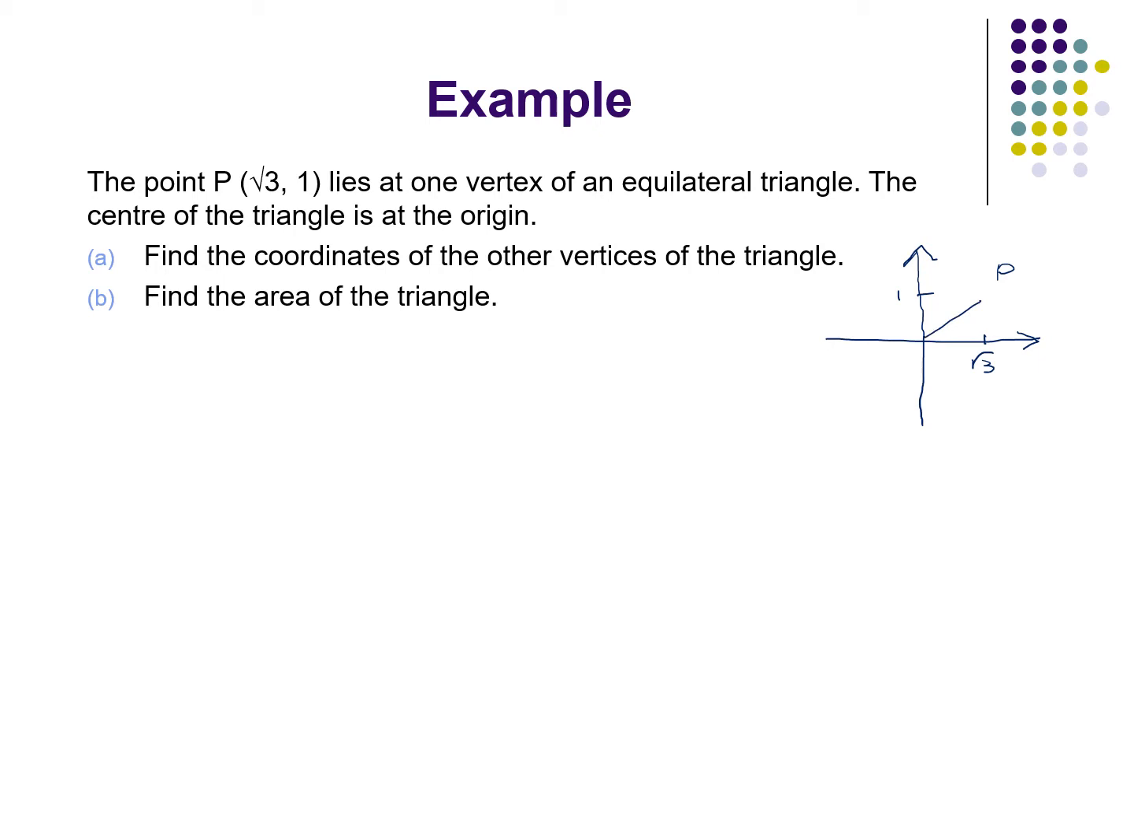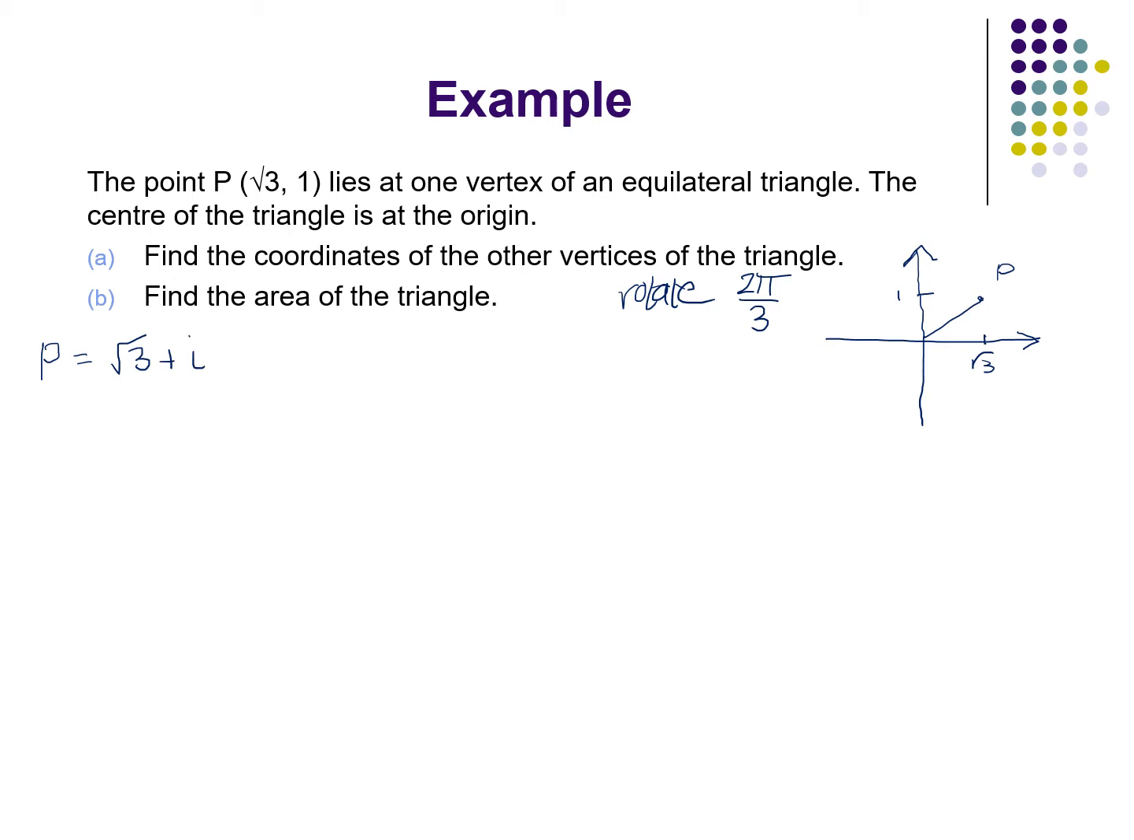If we think about getting from P to the next corner, we're going to need to rotate round. It's 2 pi all the way round. How many corners do we need? A triangle has 3, so we need to rotate by 2 pi by 3. What I'm going to do first, because we're going to make use of complex numbers, is take the point P. As a coordinate, it's root 3, 1. As a complex number, it's root 3 plus i.